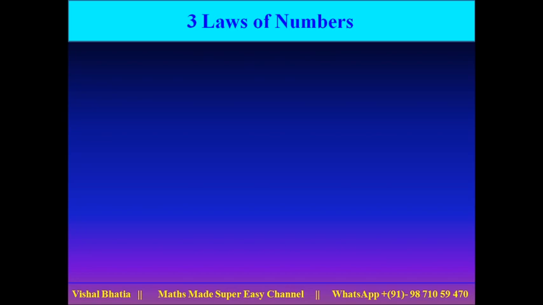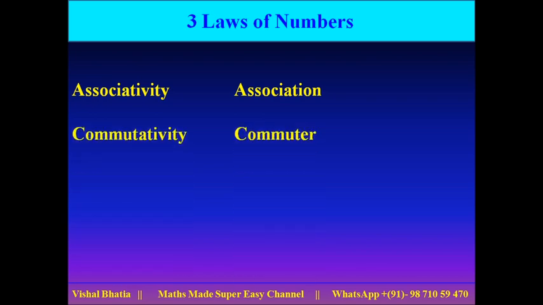What are the three laws of numbers? Often I ask children in class 7, class 8, and they're quite confused and have forgotten which are the three laws of numbers. And I'm presenting over here in a fashion in which you will never ever forget what the three laws of numbers stand for. The first law is associativity, and it comes from the word association. The second law of numbers is called commutativity, and it comes from the word commuter.